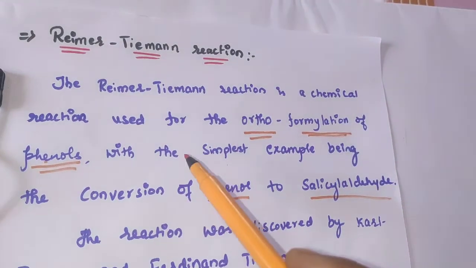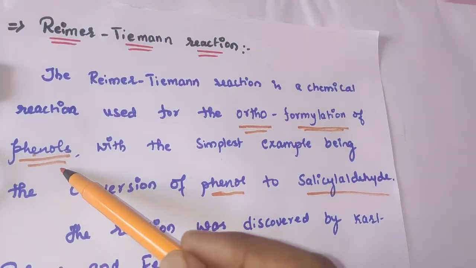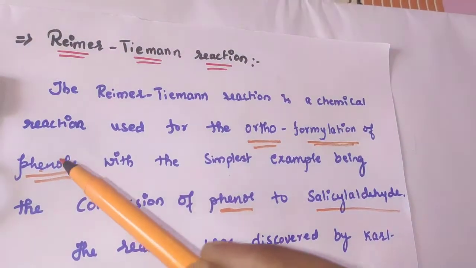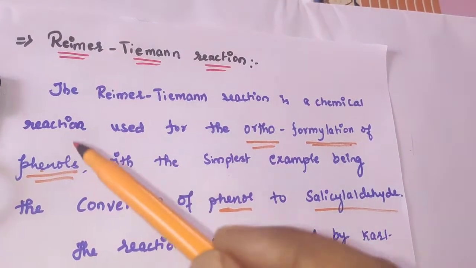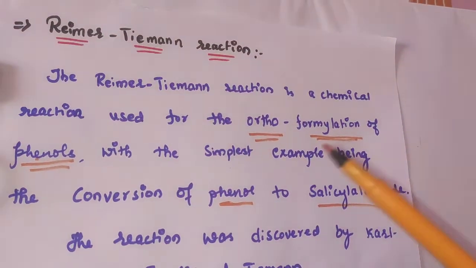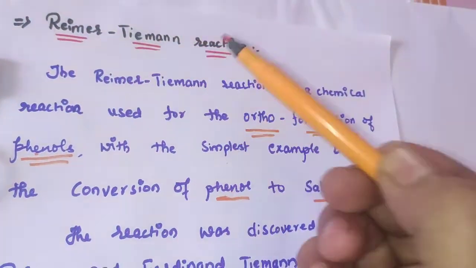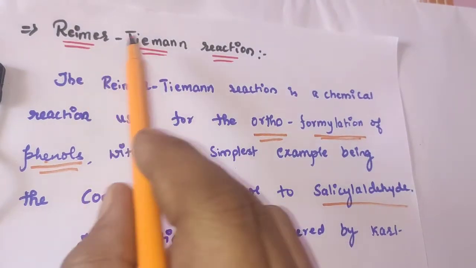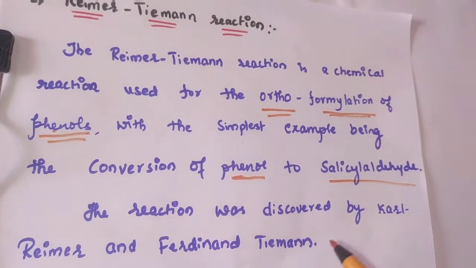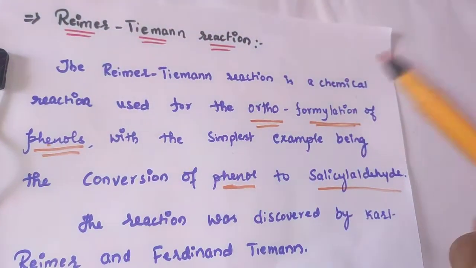So what we should understand is that this reaction is used for orthoformylation of phenols. We take phenols as the reactants, and the phenols are converted into salicylaldehyde as the main product. This is the explanation of the Reimer-Tiemann reaction. The reaction was discovered by Carl Reimer and Ferdinand Tiemann, so it is named the Reimer-Tiemann reaction.